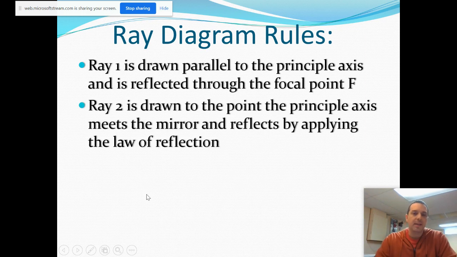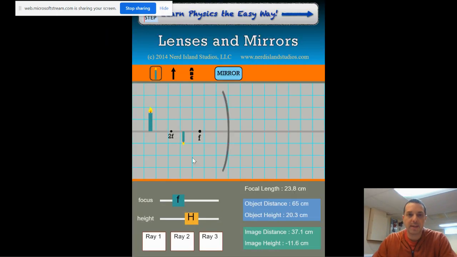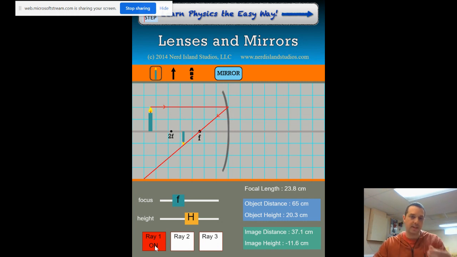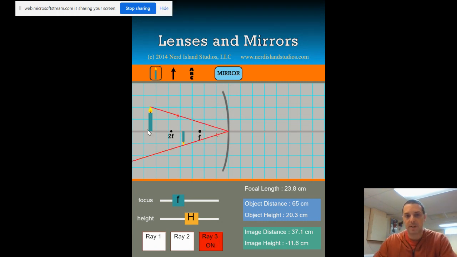So let's look at our second ray. Our second ray is drawn to the point where the principal axis meets the mirror, and then it reflects from that point as if it was a flat mirror, using the law of reflection. If we look at that second ray, we're starting the ray at the top of the candle, because when we did our ray 1, we started at the top of the candle. So we always start our rays at the same point on the object. That ray is going to come in. It strikes the mirror right where the principal axis meets it, and then it reflects off as if at that point it was a flat plane mirror.